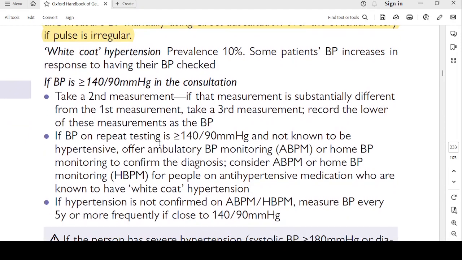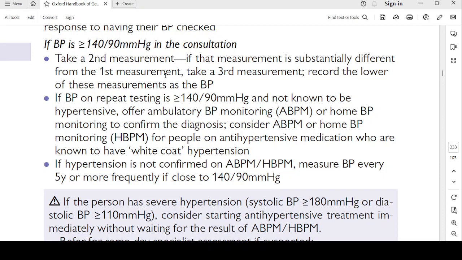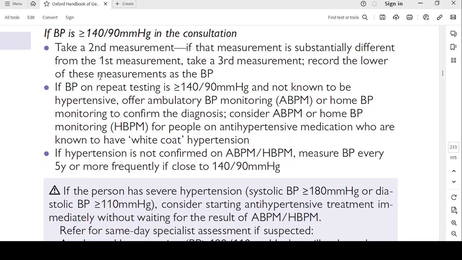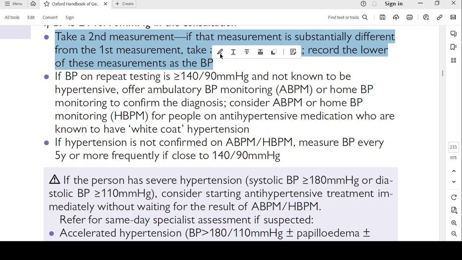White coat hypertension. Prevalence is 10%. Some patients' BP increases in response to having the BP checked. So if the BP is more than 140 by 90 in the consultation, take a second measurement. If the measurement is substantially different from the first measurement, take a third measurement. Record the lower of these measurements as the BP. So you have to take 3 measurements and record the lowest one.